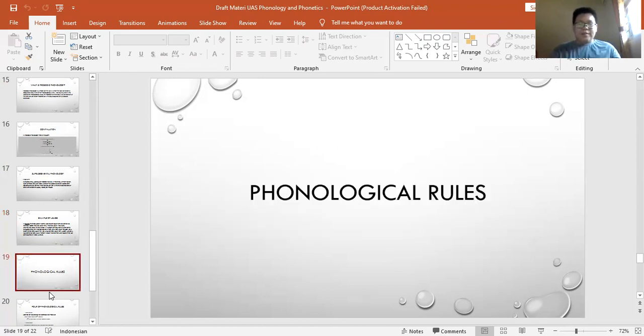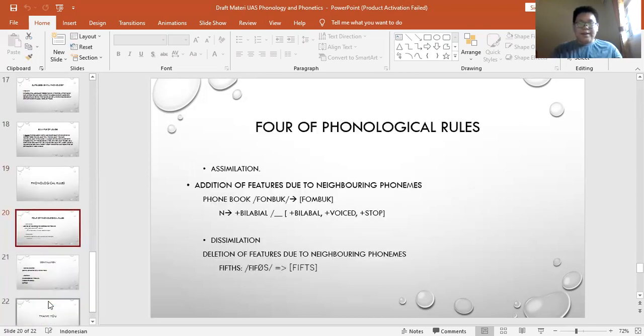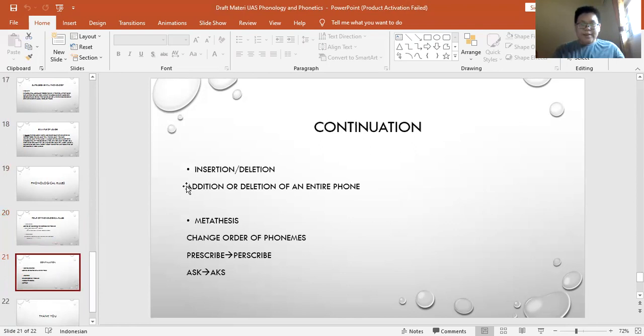The last is phonological rules. There are four phonological rules here. First, assimilation, addition of features due to neighboring phonemes. Dissimilation, deletion of features due to neighboring phonemes. Insertion or deletion, addition or deletion of an entire phone. And metathesis, change of order of phonemes.